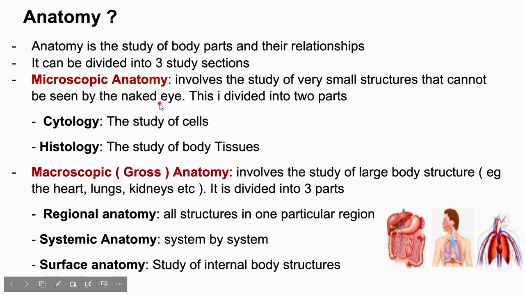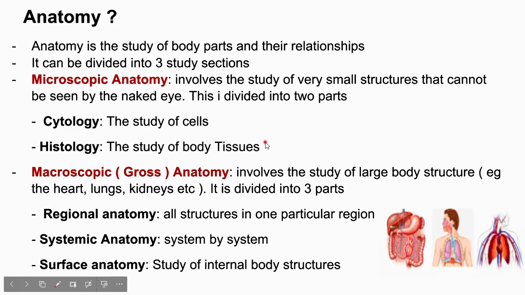We have what we call cytology, which is the study of cells by its definition. Cytology involves the structure of a cell, the components of a cell, which are called cell organelles, how they function, how they are related to each other, and how the overall cell is related to other cells. Histology is the other part of microscopic anatomy, and histology is the study of body tissues, how they are related to each other in the different types of tissues in the human body.